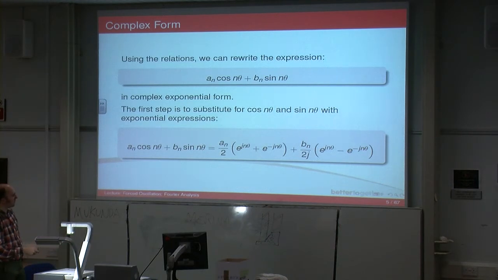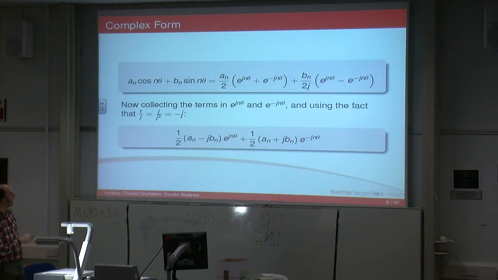Now we can group these together. If we group the e to the jn theta terms, that one and that one, and the e to the minus jn theta terms, you get an alternative expression. Knowing that 1 over j equals minus j, because if you multiply the top and bottom by j, you get j over j squared, and j squared we all know is minus 1. So 1 over j is equal to minus j. Nice little trick. And you end up with two equations. One is the complex conjugate of the other. You can see that we've got a plus here, a minus here, and a plus here, with e to the j n theta here and e to the minus j n theta there.